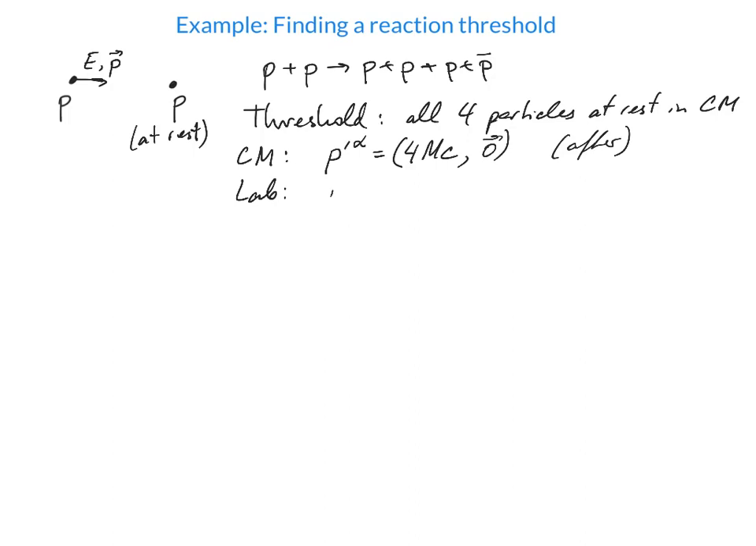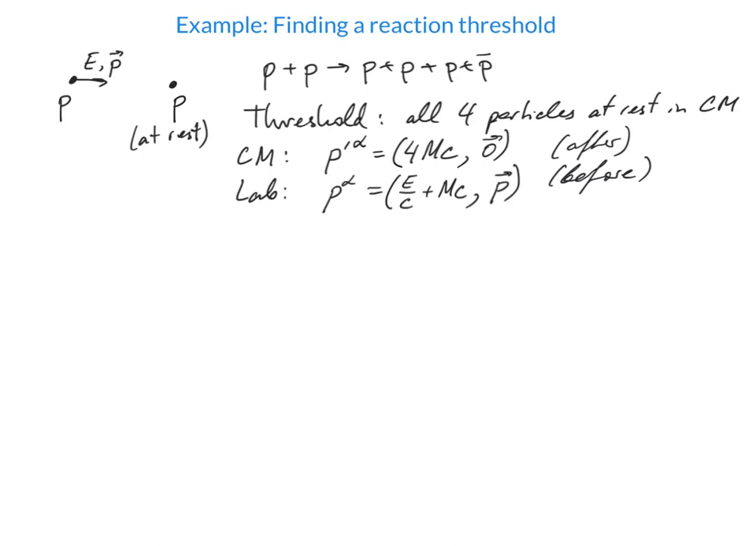In the lab frame, we call it P alpha. We will write it before the collision. We have only 2 particles before the collision. So one of them has energy E over c. That's the incident proton. And then the proton at rest has energy mc squared. Now the momentum of the incident proton is p. So this is before the collision.